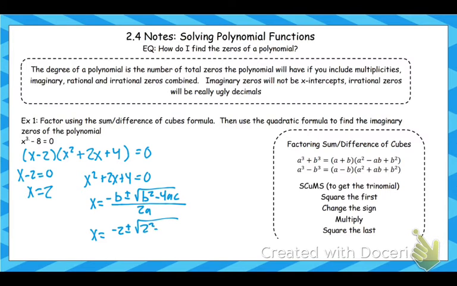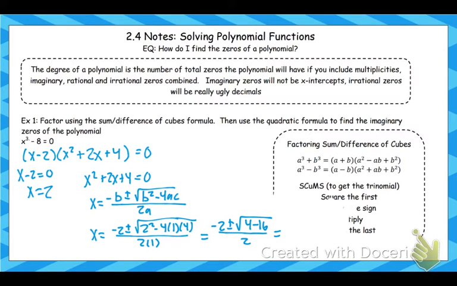So 2 squared minus 4ac, all over 2a. So then from here, we can simplify. So that's going to be 4 minus 16, which is going to be the square root of negative 12.